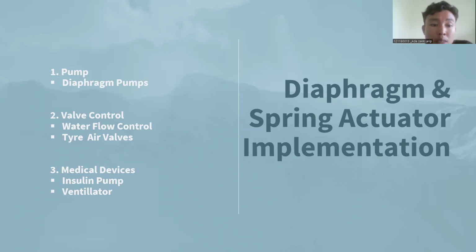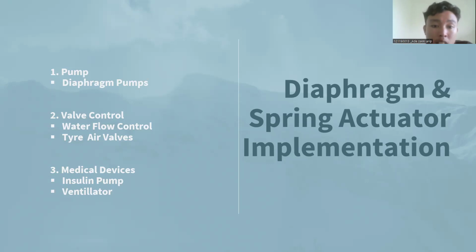Next is medical devices. One is the insulin pump. Diaphragm and spring actuators are used in insulin pumps to deliver insulin to diabetics. Air pressure moves the diaphragm, which pushes the plunger to release the insulin from the reservoir. The spring helps return the diaphragm to its position and stops the flow of insulin.